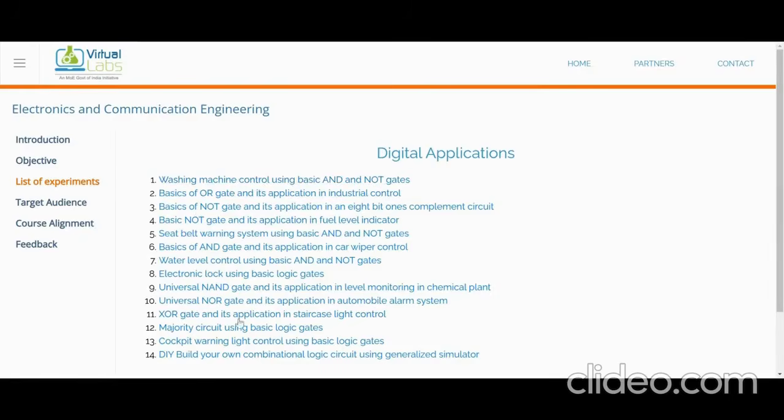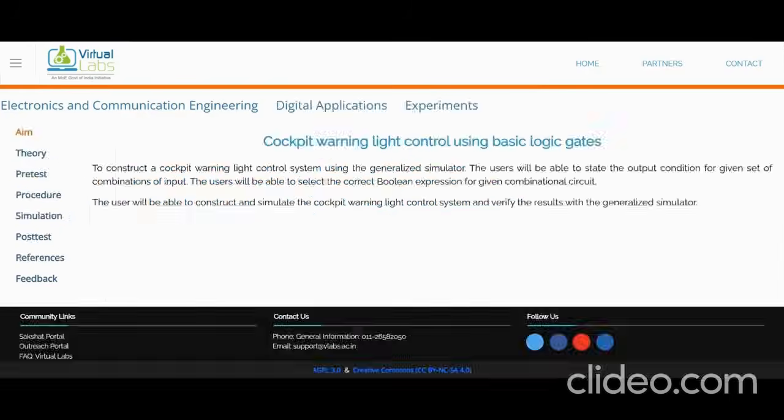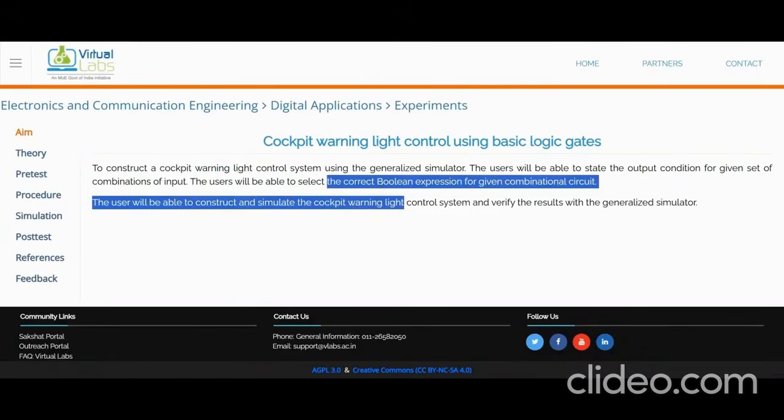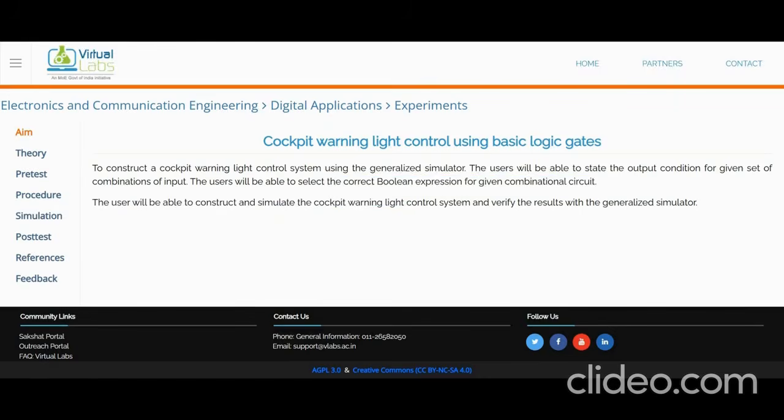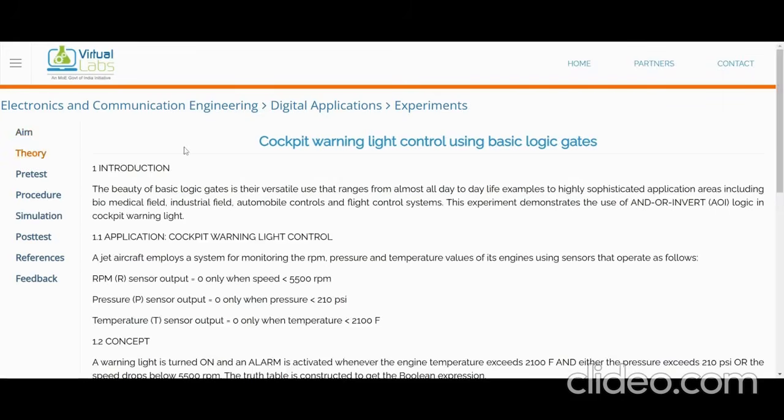Application of logic gates, that is the cockpit warning light control system, which is used in aircraft. So let's see about the aim. This system ensures that the pilot is alerted whenever the engine crosses unsafe conditions. It is mainly designed for special aircraft, and let's move on to the theory.